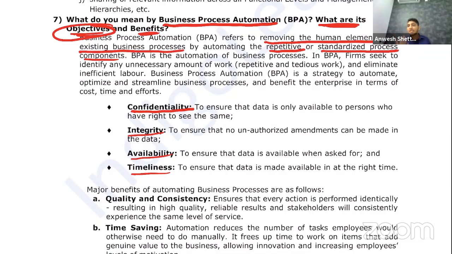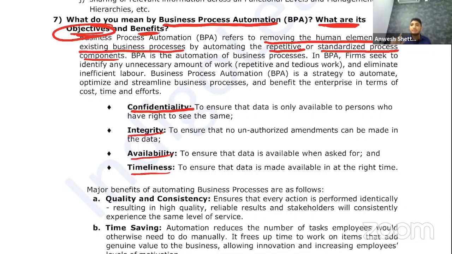So automating a business process does not mean that you need to compromise on your security. It has to give you confidentiality. That is your results, only you can see it. That is the first objective. So even if you automate the business process, only you can see the data.